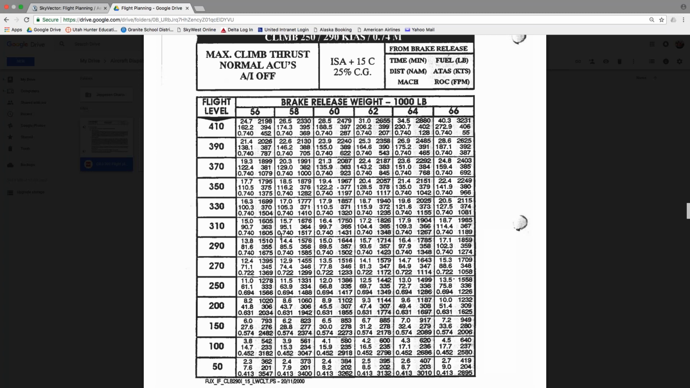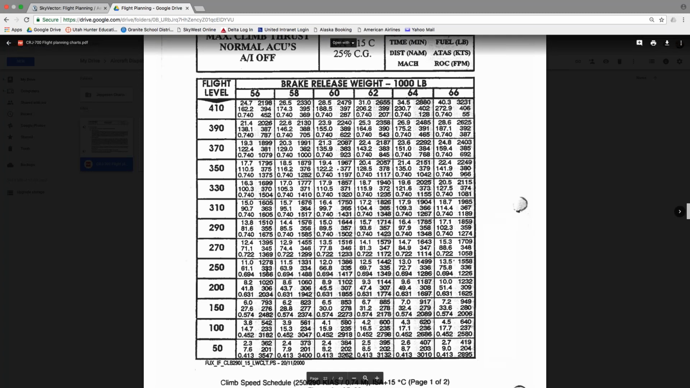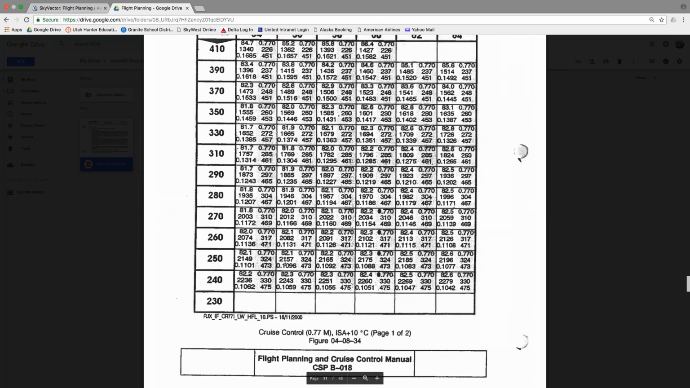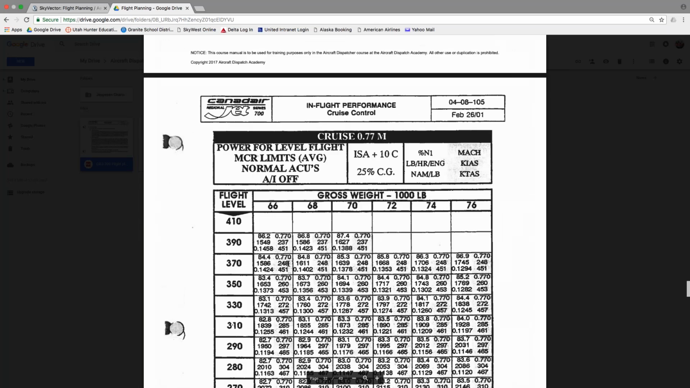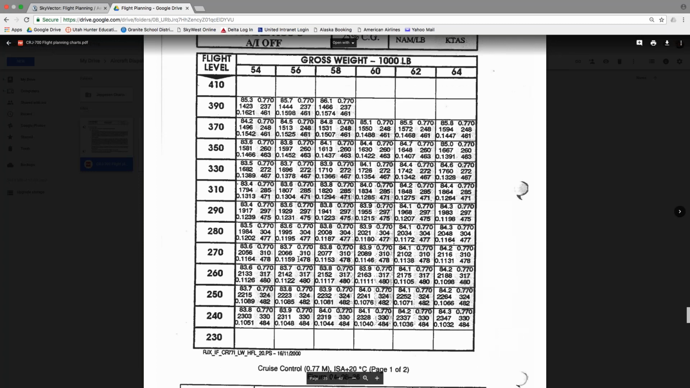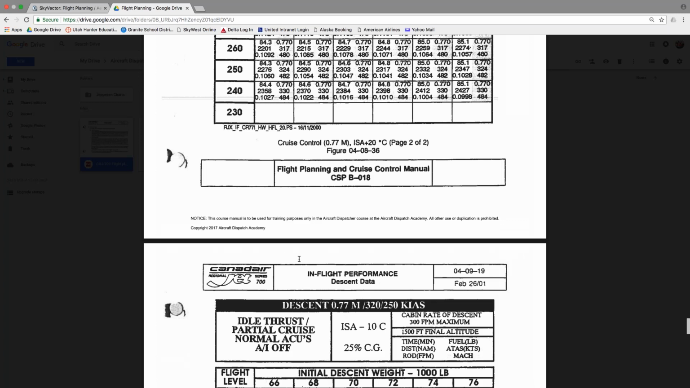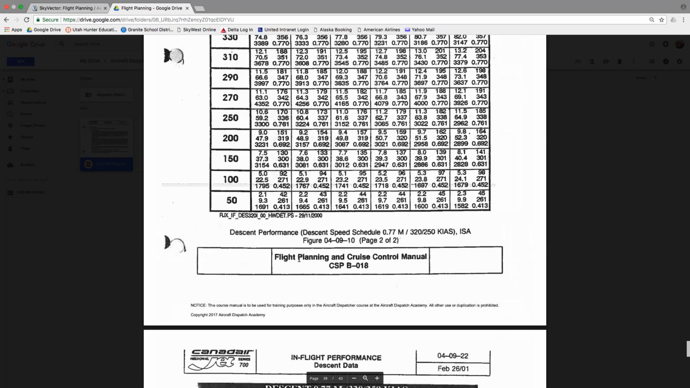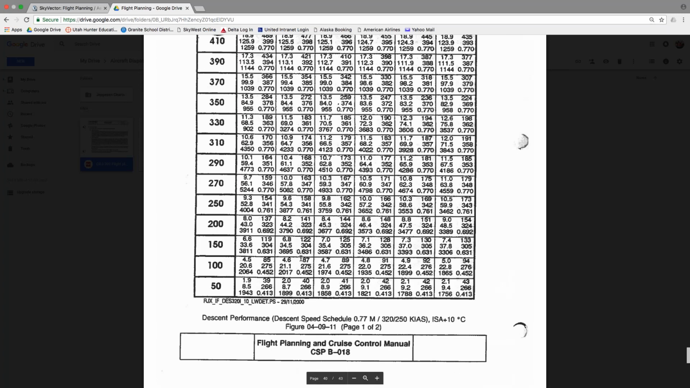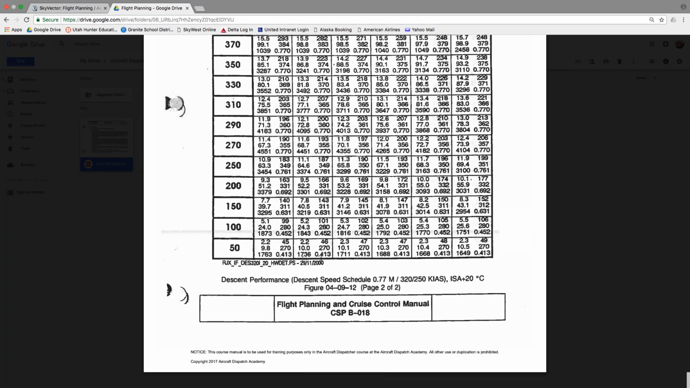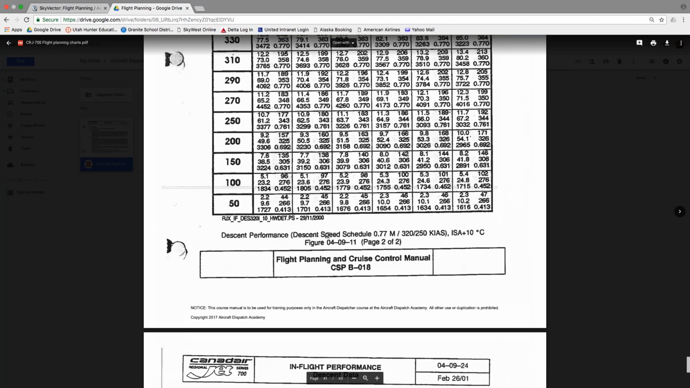If you look at your descent charts, you can see what I'm saying. That's the fuel, so we subtract. It's this number right here. Take 2,500 off of this. Let's get to some descent here. Don't use the same number, it's different, so 37.33. You take 37.33 away from that, and that is your landing weight.